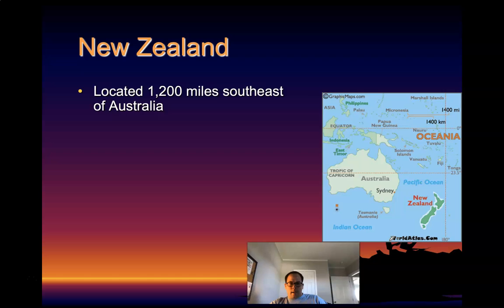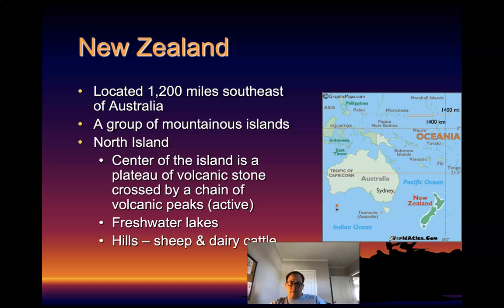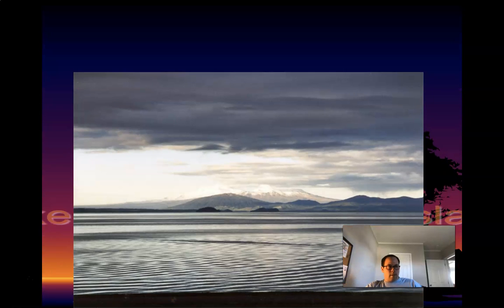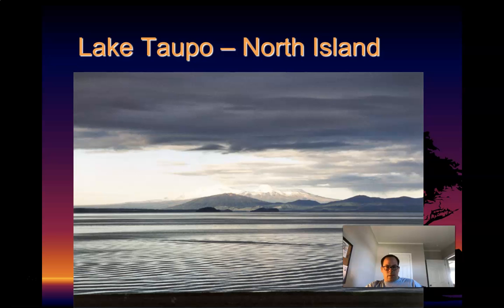Then looking at New Zealand, it's located 1,200 miles southeast of Australia. It's a group of mountainous islands. The North Island, the center of the islands, is a plateau of volcanic stone crossed by a chain of volcanic peaks. There's freshwater lakes, hills, sheep, dairy cattle. The southern islands are dominated by the Southern Alps. If you like Lord of the Rings or The Hobbit, those movies were filmed there. Here are some pictures.